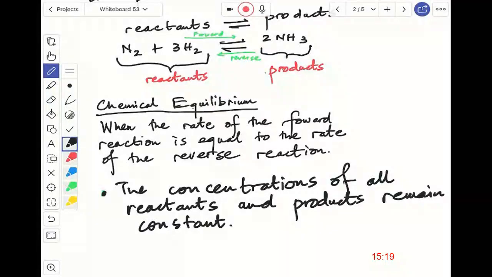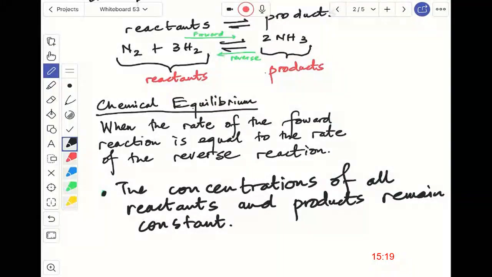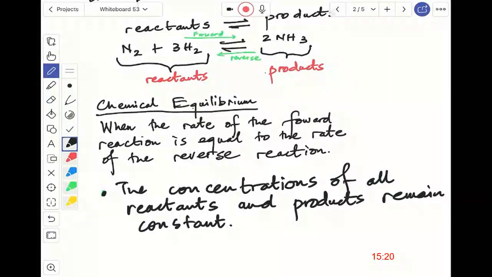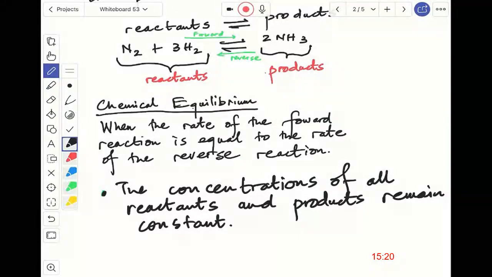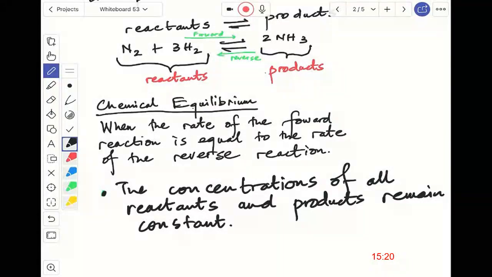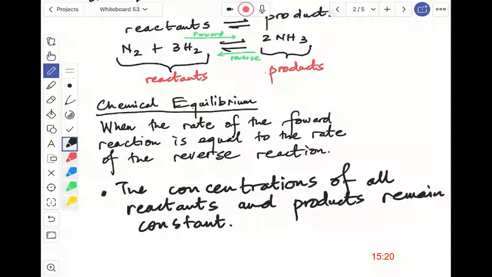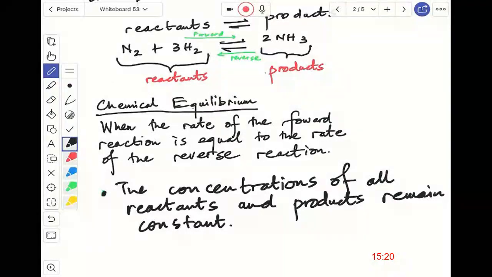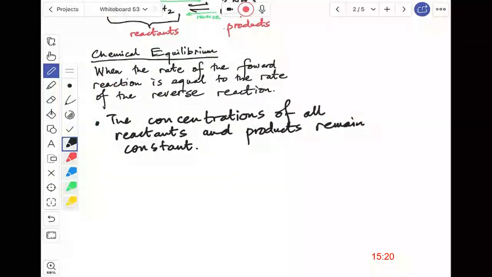Right, we must not confuse that with, I'm not saying that the concentration of nitrogen is equal to the concentration of the hydrogen is equal to the concentration of the ammonia. I'm not saying that. I'm saying that the concentration of the nitrogen remains constant. And the concentration of the hydrogen could be a different value, but that value stays constant. The concentration of the ammonia could be a different value, and that value also stays constant. So that is our first comment.